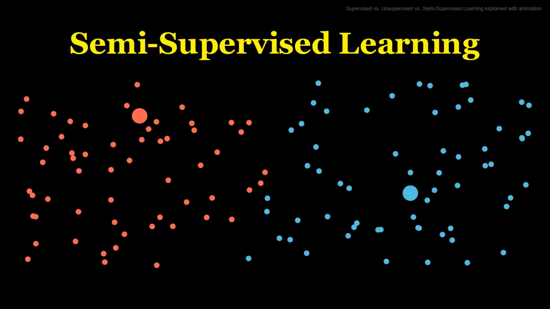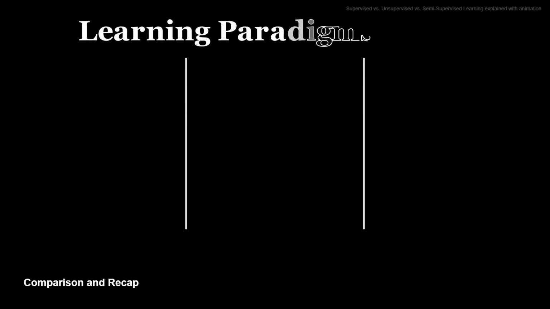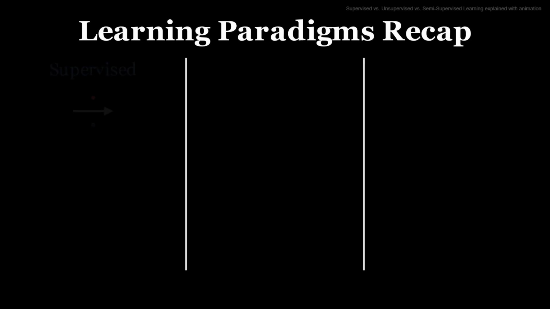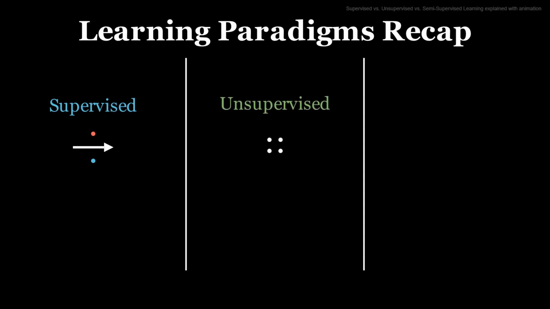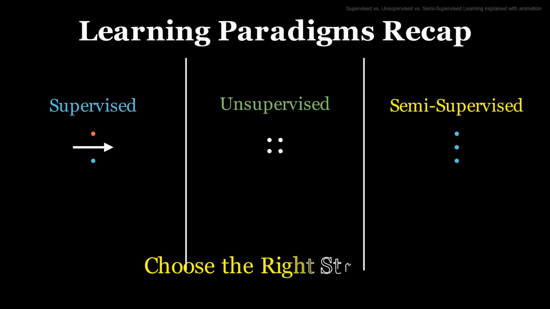To recap, we've explored three fundamental approaches to machine learning. Supervised learning relies on fully labeled data to learn a mapping from inputs to known outputs, ideal for tasks like classification and regression. Unsupervised learning, in contrast, works with entirely unlabeled data, seeking to discover hidden structures and patterns, perfect for clustering or dimensionality reduction. And finally, semi-supervised learning intelligently combines a small amount of labeled data with a larger pool of unlabeled data, offering a powerful solution when labels are scarce but valuable.